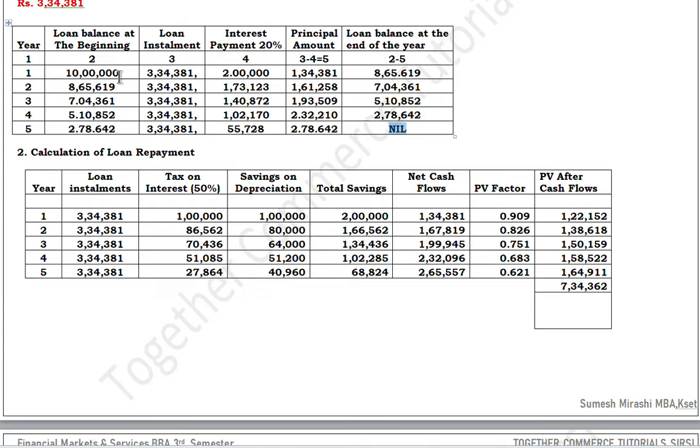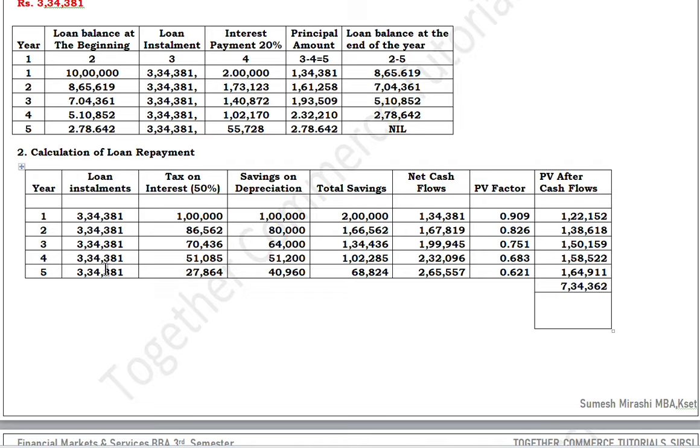In the second step, if you can see it clearly, there are 8 columns in it. The first column is the year column. Again, it is a copy paste column from the question: 1, 2, 3, 4, 5. The second column is also a copy paste of the first table, the loan installment. You take all these values and put them down here. So this table is coming here.